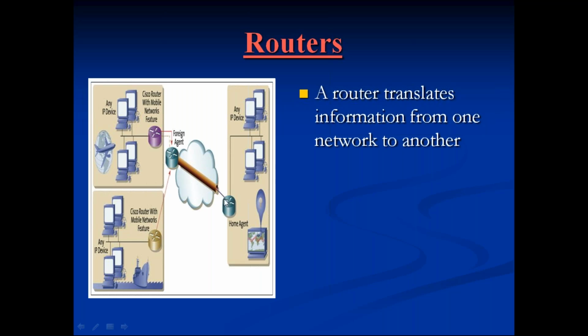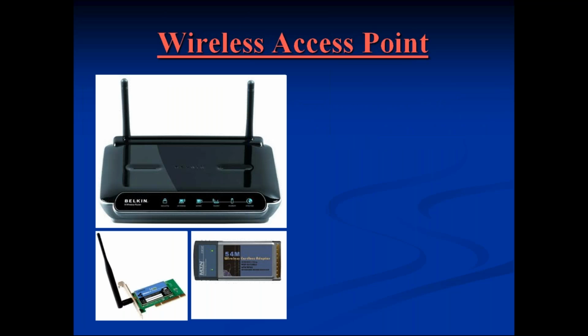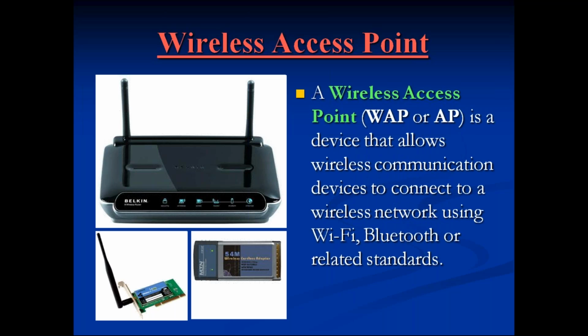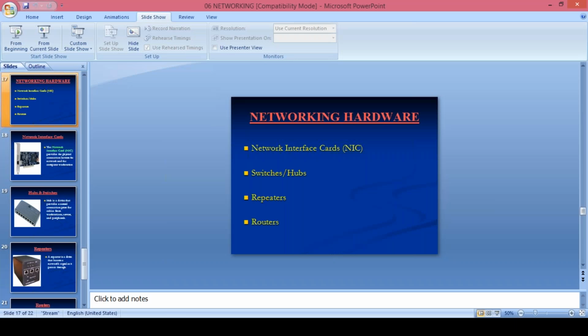So here one router, this is one router, this is one router. A router translates information from one network to another network by using the routing protocols. So this is a wireless access point. Nowadays we have wireless routers. A wireless access point, WAP or access point, is a device that allows wireless communication device to connect to a wireless network using Wi-Fi, Bluetooth or related standards. So these are the networking devices.